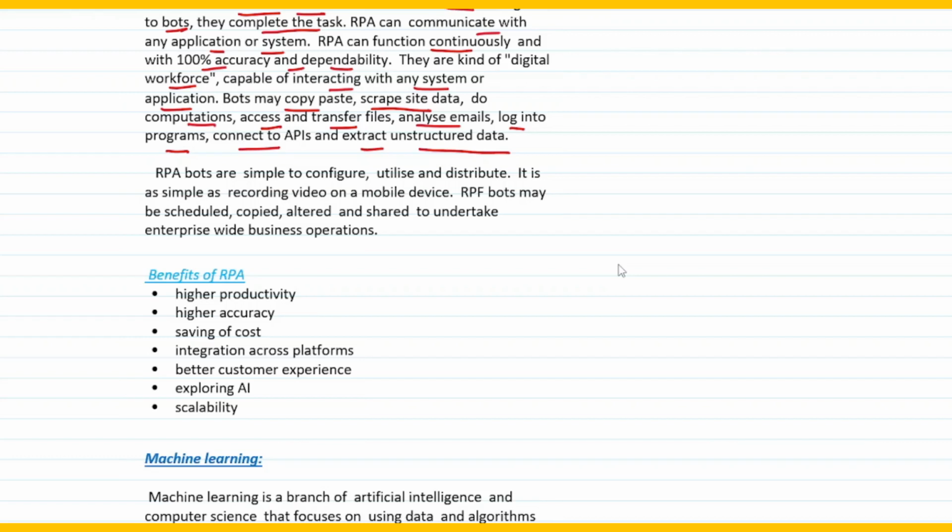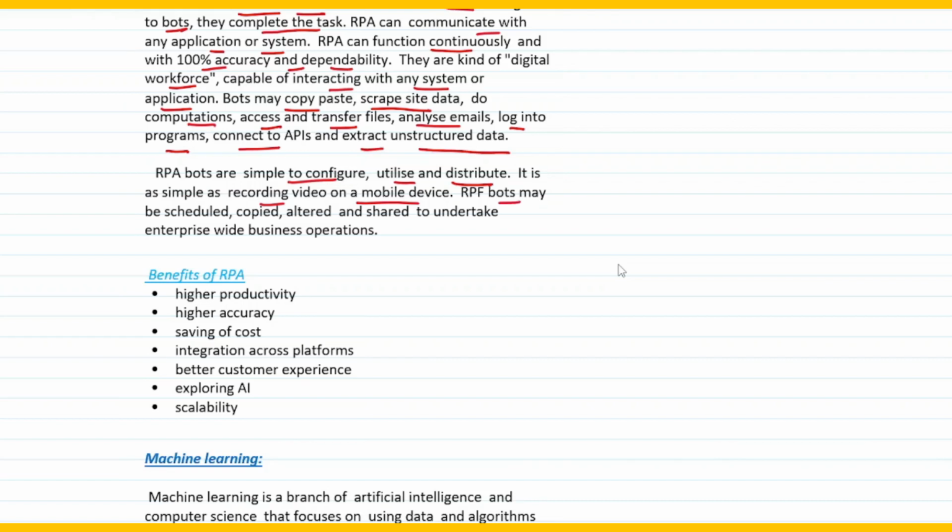RPA bots are simple to configure, utilize and distribute. So ease of use is also something because of which RPA is being preferred. They are basically simple to configure. Setting it up is very easy, utilizing it is very easy, and it can be easily distributed also. It is as simple as recording video on a mobile device, right? Just as you record through a camera, similarly you can get the task performed by RPA so easily.